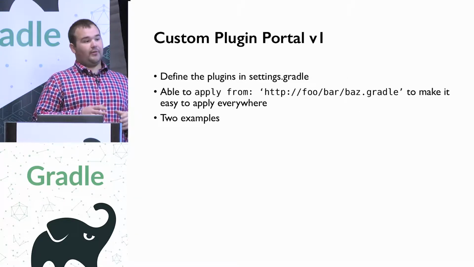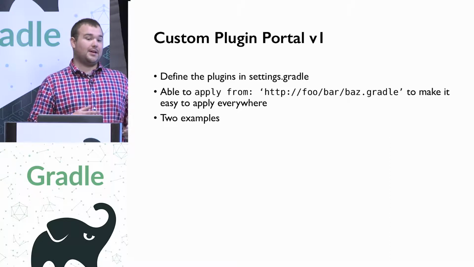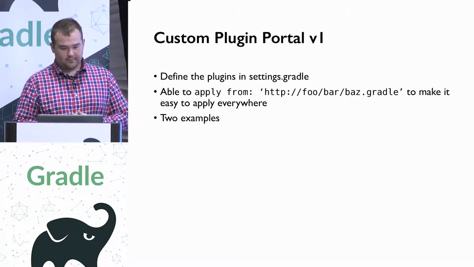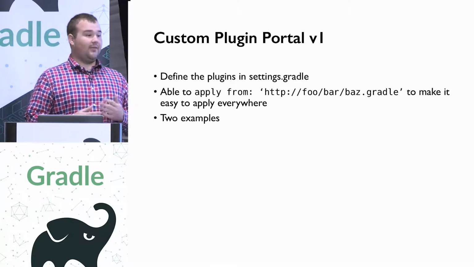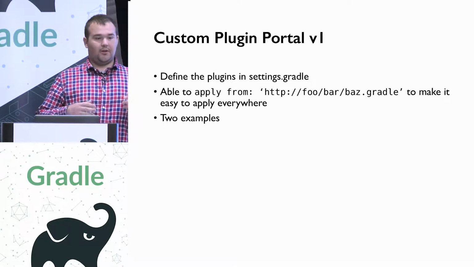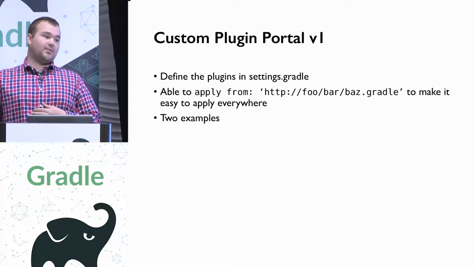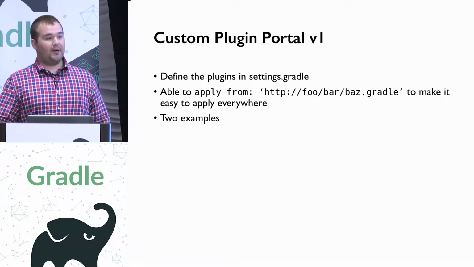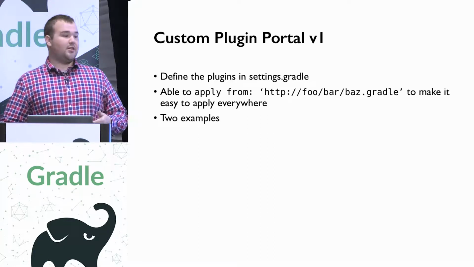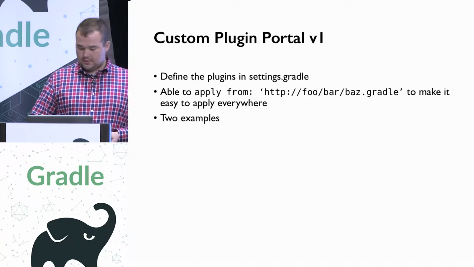So I'm going to show you 2 different versions of this. We're going to go through 2 examples. For the first one, you define everything in your settings.gradle. You can conglomerate this all into an apply from and then a URL that's hosted somewhere else so that you can do it once and everyone can benefit. So as things update and change, you don't have to worry about it.